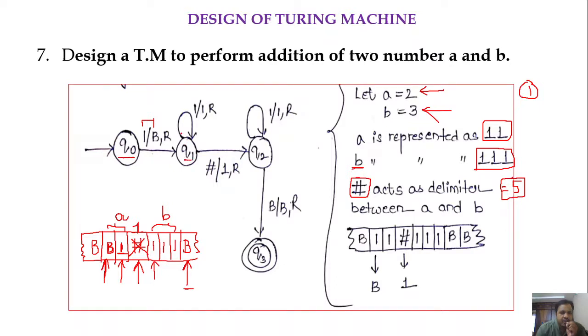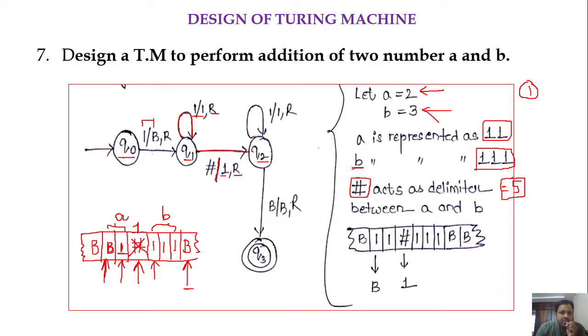Okay, so while moving towards right, that means in q1 if you get any ones, keep those ones as it is and move the head towards right. So in q1 we simply keep on moving the head towards right until we get a hash. Okay, so in q1 if we get a hash, that is delimiter, we replace that hash with a 1 and move the head towards right. Then we'll also move from state q1 to q2.